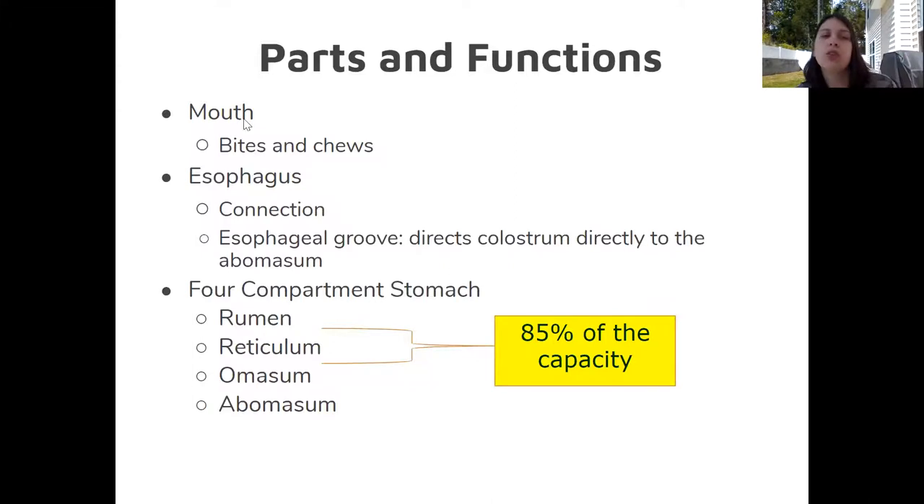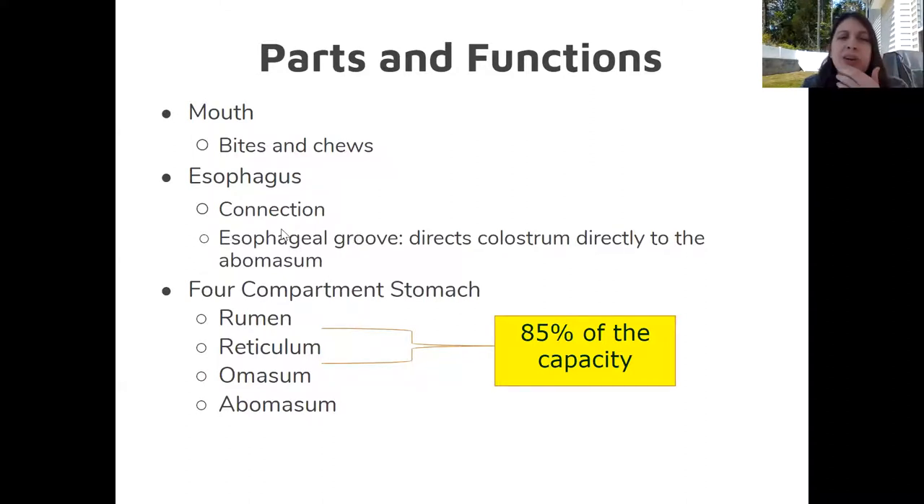So going through the steps, I think we kind of already did that. The mouth's job is to bite and chew the food. Chewing, not so much. Grinding, yes. It's like if you take your hand and you tried to grind up food with only your hand. That's kind of what the cow's mouth does, or a ruminant's mouth does. The esophagus just serves as the connection. It takes the food from the mouth to the stomach.